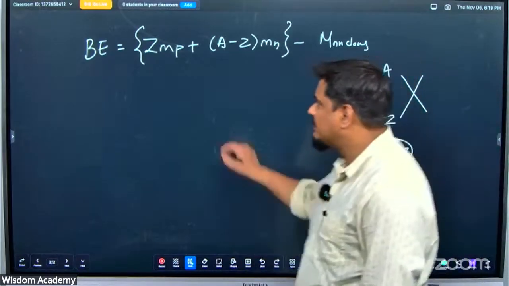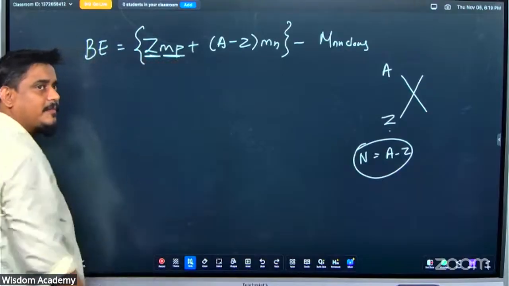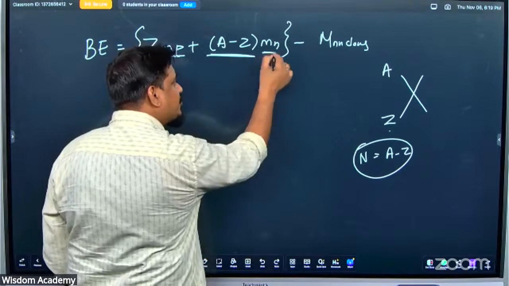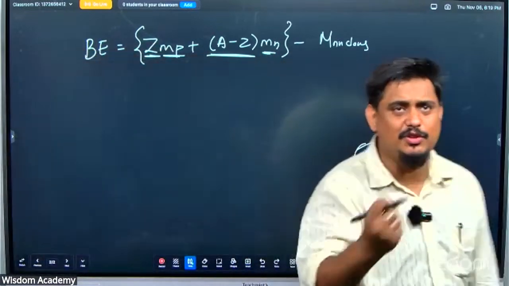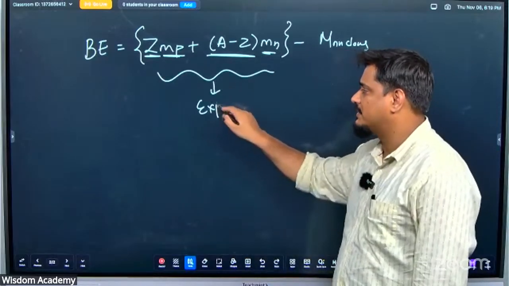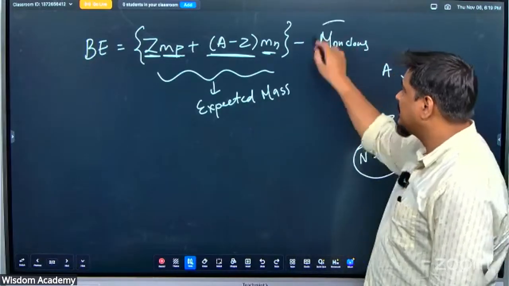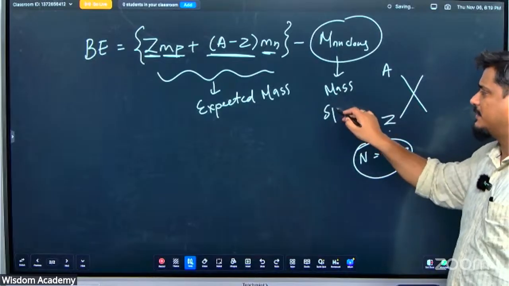So if I multiply the number of protons with the mass of each proton, and if I multiply the number of neutrons with the mass of each neutron, I get the total expected mass of the nucleus. This whole thing is the expected mass of the nucleus. And this mass of the nucleus is found by using a mass spectroscopy experiment.